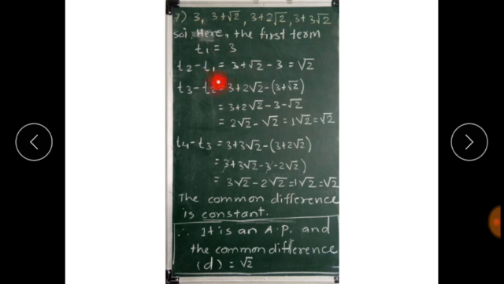Find out the difference between two consecutive terms. T2 minus T1: 3 plus under root 2 minus 3, which is equal to root 2. The 3 minus 3 gets cancelled and therefore root 2 is the answer. T3 minus T2: T3 is 3 plus 2 under root 2 minus T2, which is 3 plus root 2.